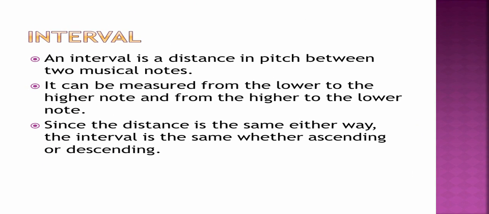What is an interval? An interval is known as a distance in pitch between two musical notes. It can be measured from the lower to the higher note and from the higher note to the lower note. Since the distance is the same either way, the interval is the same whether ascending or descending.